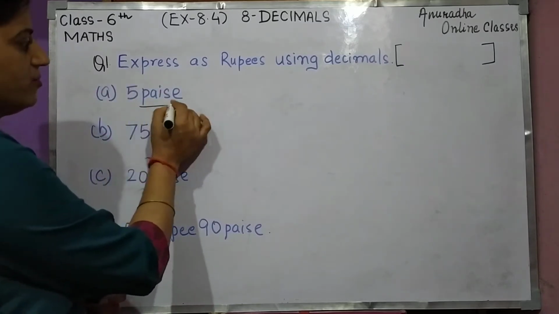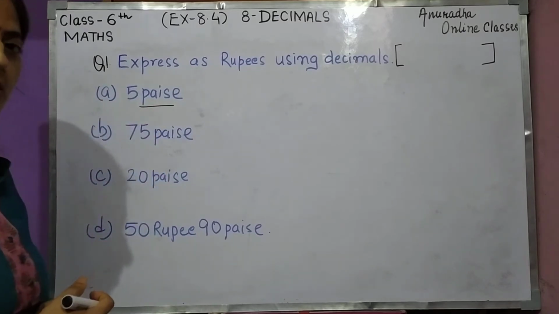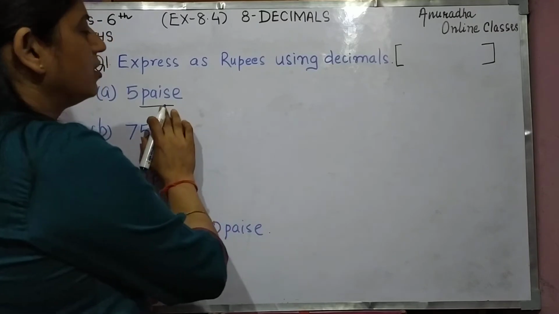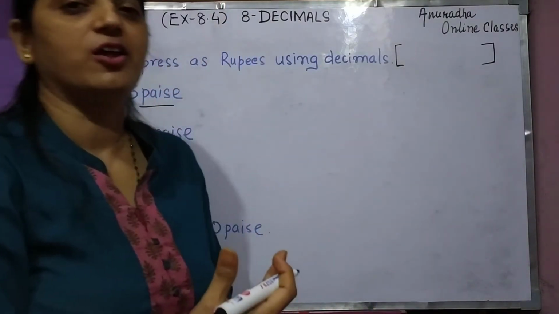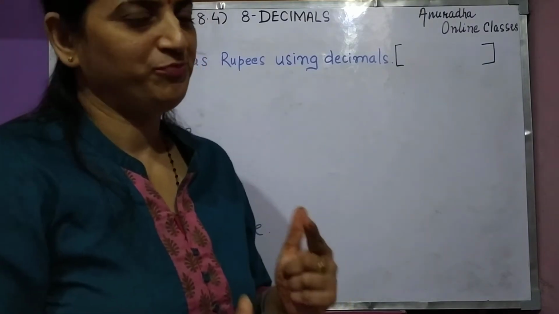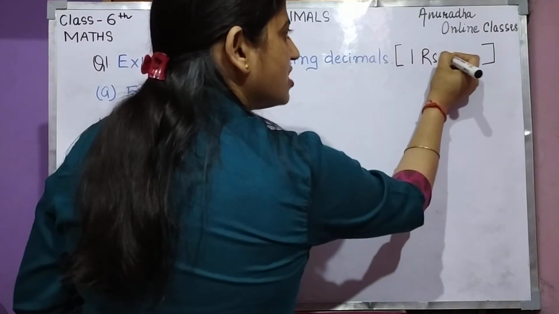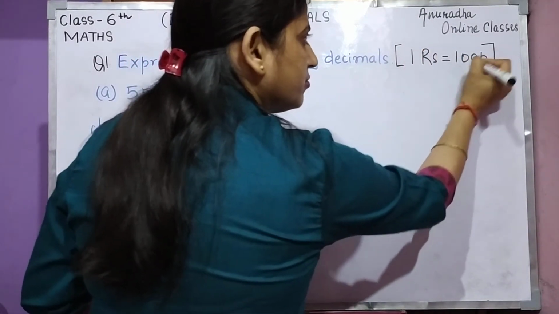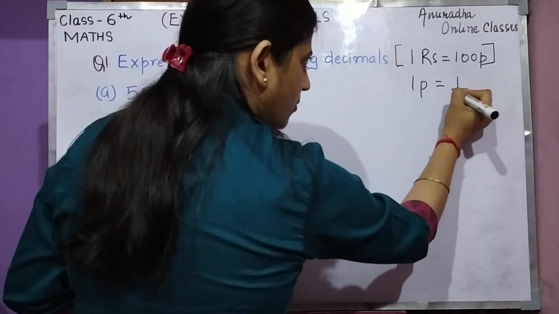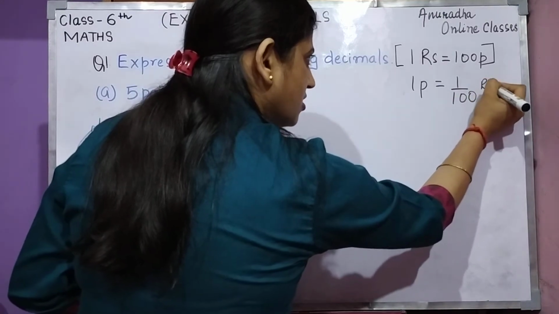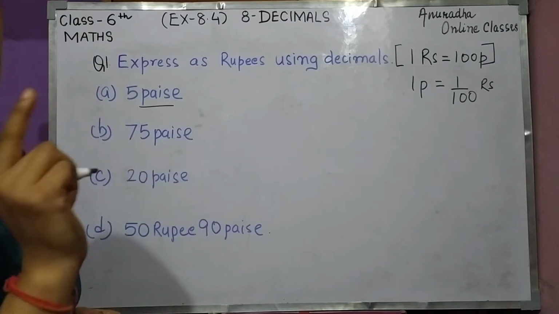So first is given paisa. Paisa is given to you. You have to convert it into rupees. So you know when a smaller unit is converted into a bigger unit, we are doing what? Division. Okay. So let's see. 1 rupee is equal to what? 100 paisa. This we know. Now 1 paisa is equal to how many rupees? That is 1 upon 100 rupees. Right? 1 paisa is equal to 1 upon 100 rupees.